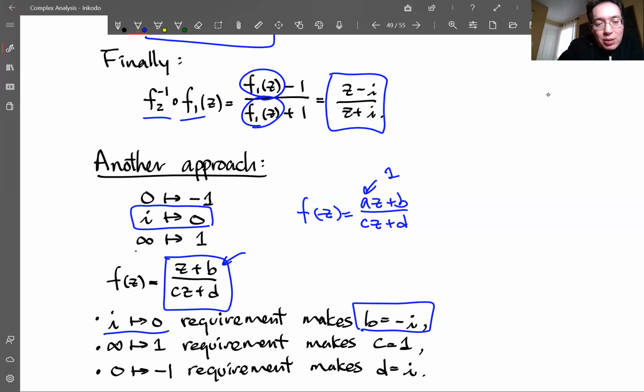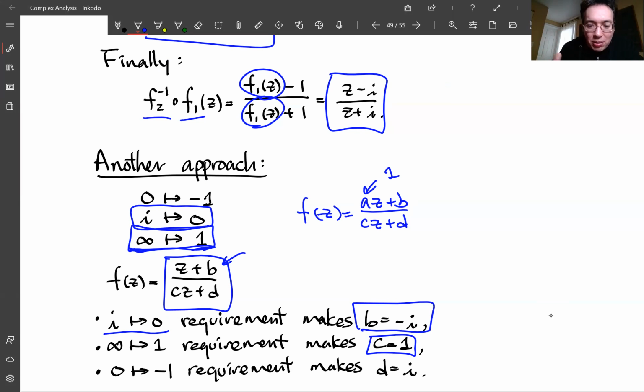Okay, another thing we can look at is infinity. As Z moves towards infinity in this expression, if you take the limit, we're going to get the limit 1 over C, and we want the limit to be equal to 1. So if 1 over C is equal to 1, then C would have to be equal to 1. And then we only have one constant left, right? So we chose A to be 1, B was negative I, C was equal to 1.